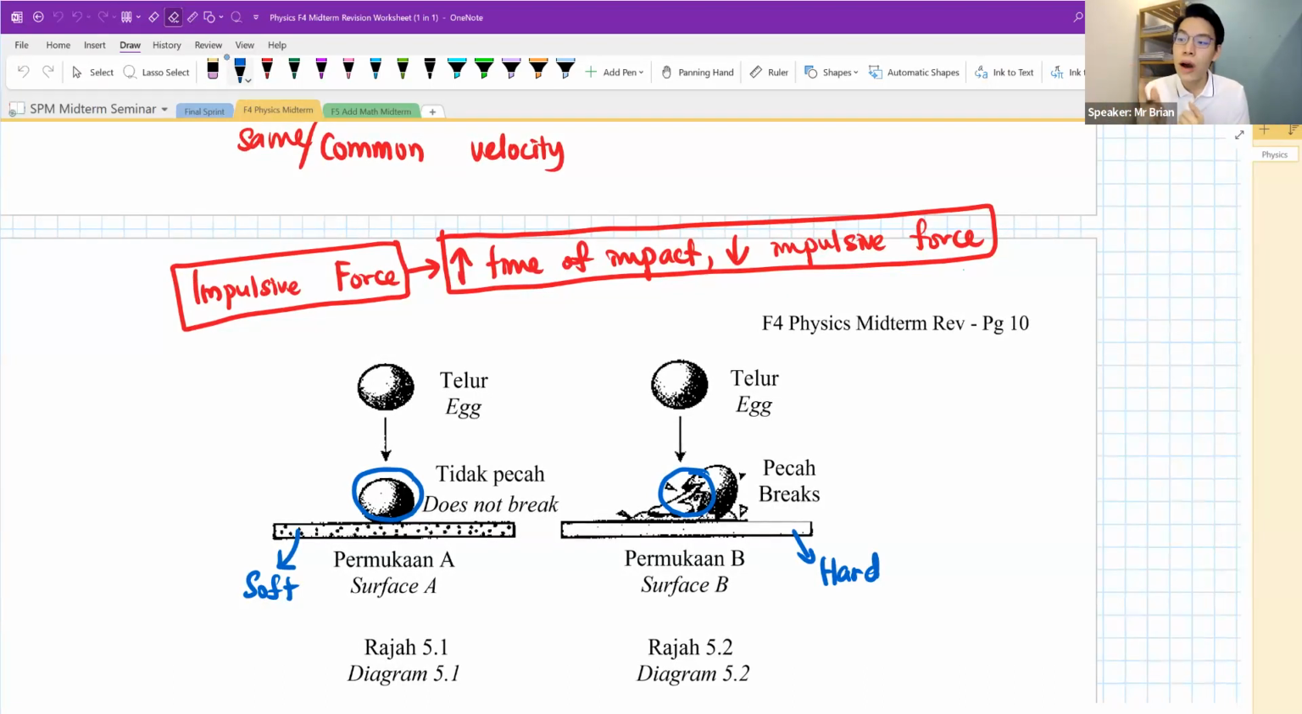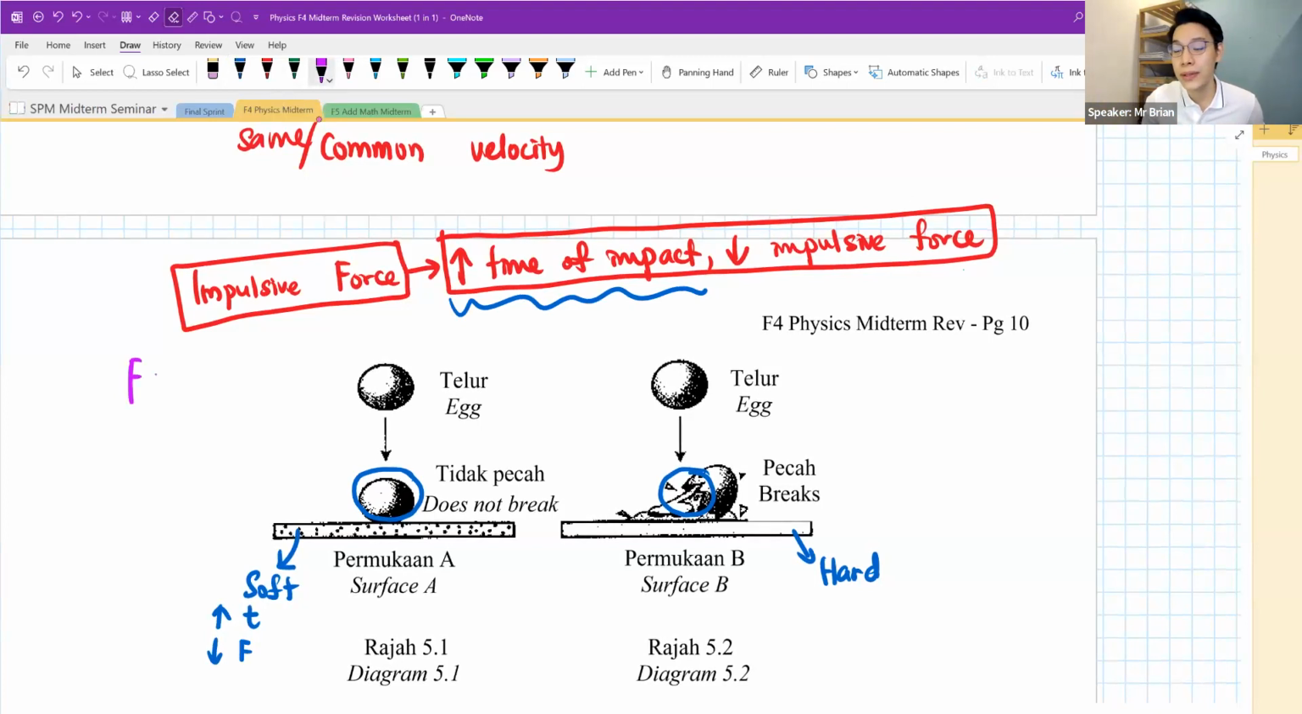Okay, how come the soft surface will not break? Because the egg can sink into the surface, take its time and sink into the surface. There is more time of impact. When it impacts the soft surface, it will sink into it. So more time of impact, and therefore there will be less force on the egg.